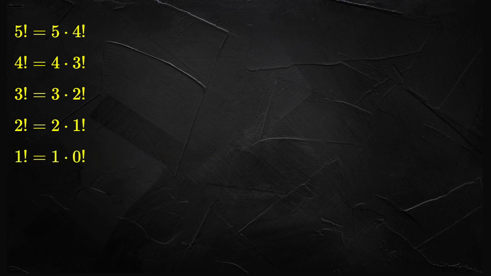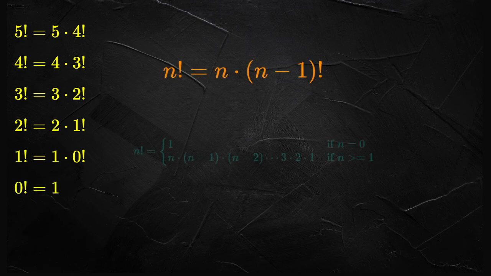The factorial function has a natural recursive definition. 5 factorial is equal to 5 times 4 times 3 times 2 times 1, which is the same as 5 times factorial of 4. To make this definition generic, we can say that n factorial is equal to n multiplied by factorial of n minus 1. This recursive definition can be formally written as shown on the screen.